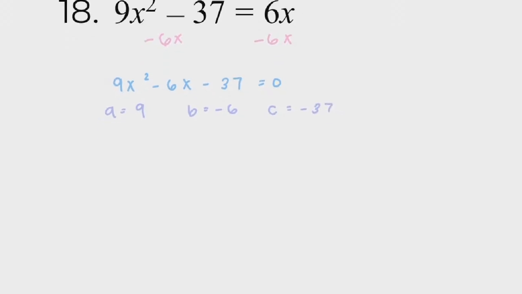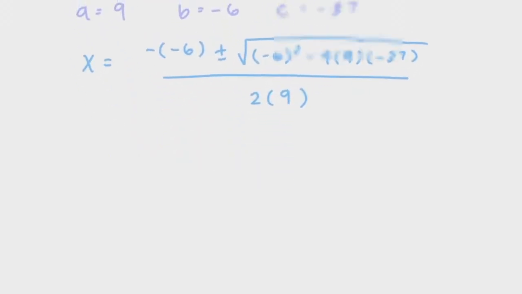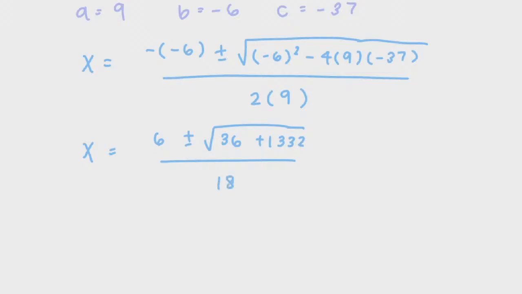Next, we're going to plug this into the quadratic formula. So x is going to equal negative 6 plus or minus the square root of negative 6 squared minus 4 times 9 times negative 37 over 2 times 9. Then we're going to simplify, so that'll be 6 plus or minus square root of 36 plus 1332 over 18. So that'll be the square root of 1368.